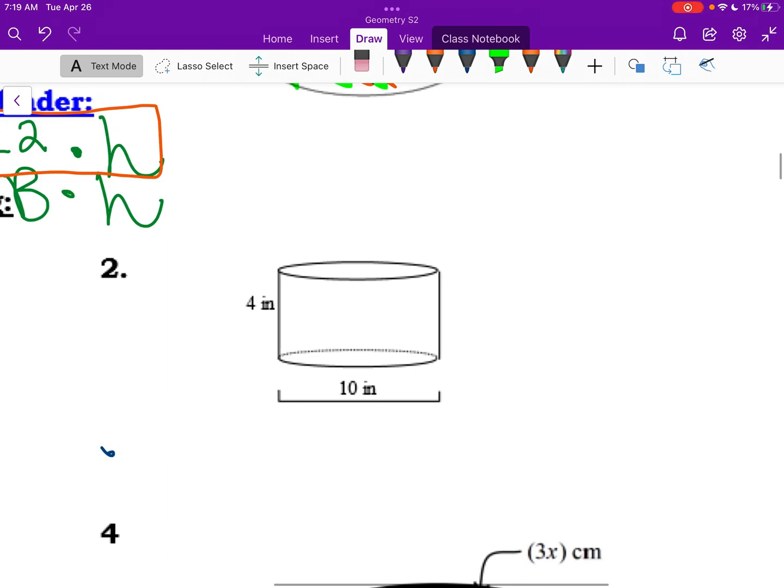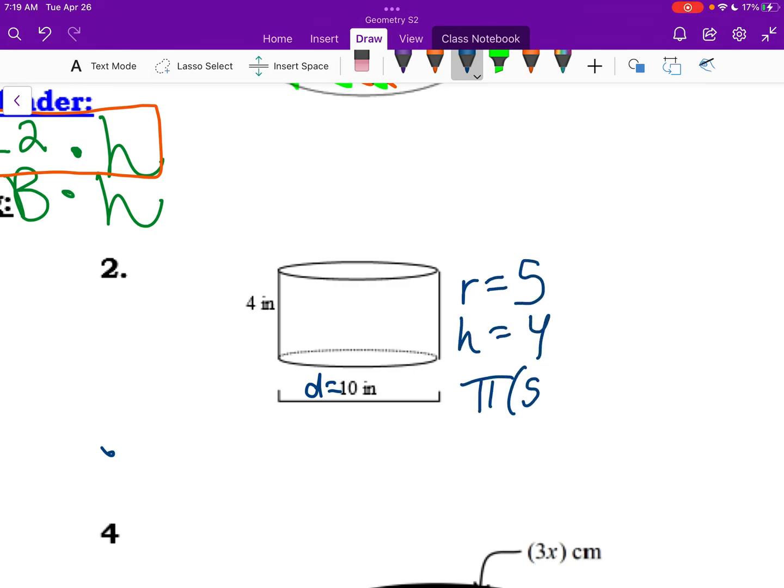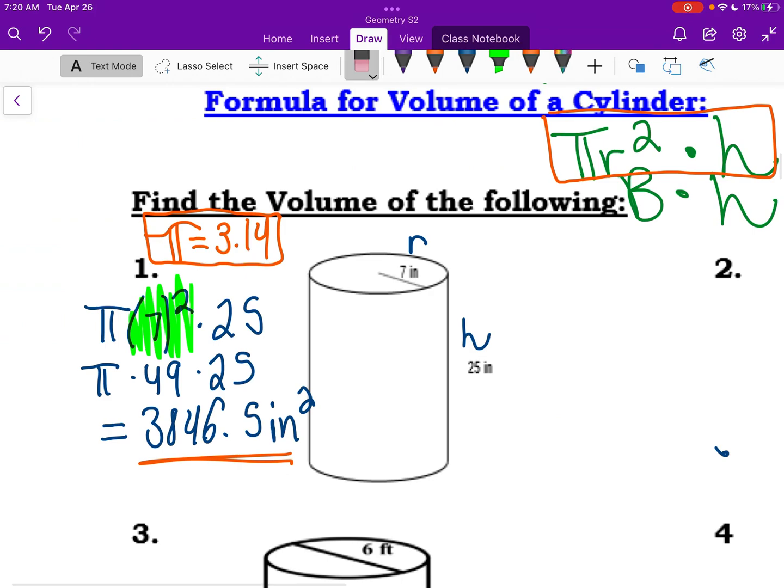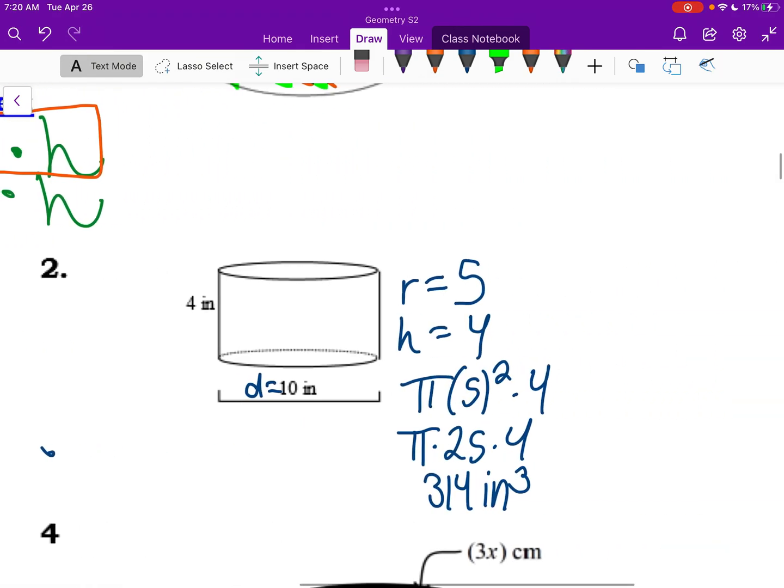All right, number 2. Now, the diameter is 10, so I have to use half of that. So the radius is 5, the height is 4. So pi times 5 squared times 4, and let's get to it. So pi times 25 times 4. So that's 314 inches cubed. Oh man, did I do the first one squared? I did. Make sure to cube it. It is volume. There we go. So cube for number 1, cube for number 2.